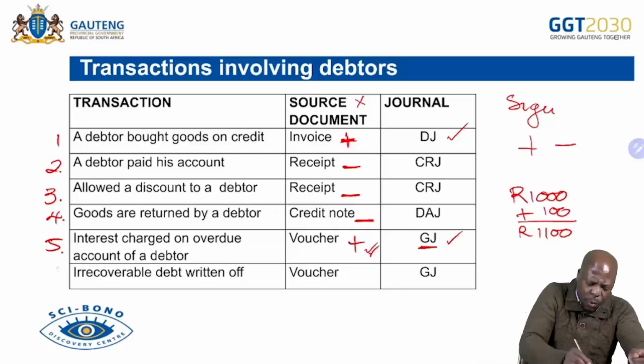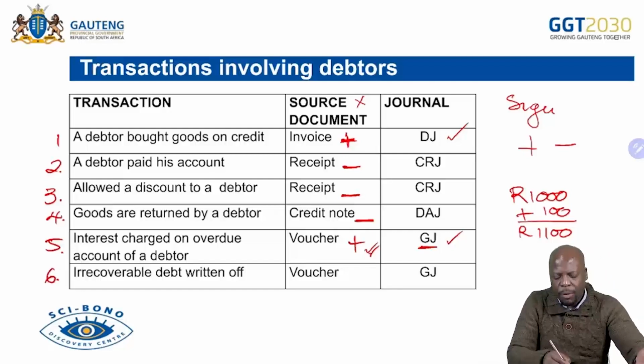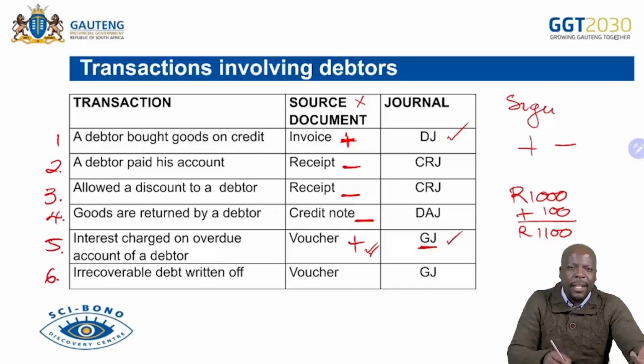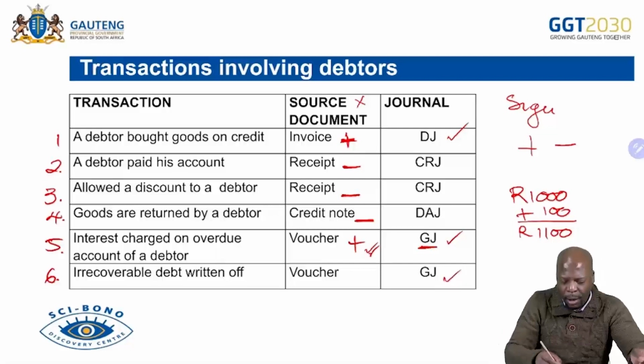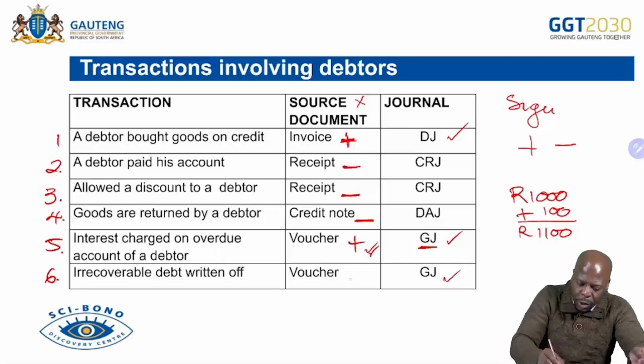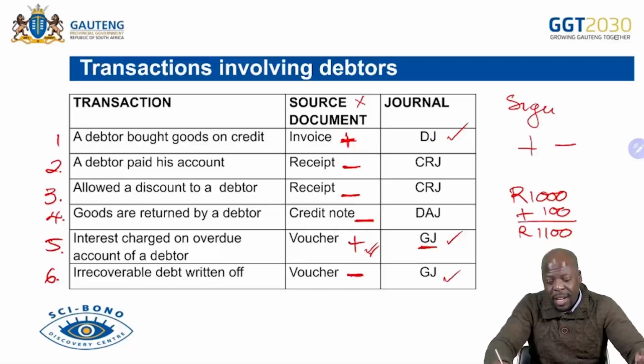And then the next one, which I'm going to call number 6 here, is irrecoverable debt written off. When a debt is irrecoverable, when it's written off, we record that in the GJ, and the source document is again your voucher, and then the sign should be a minus. In other words, we're going to subtract from our total debtors.